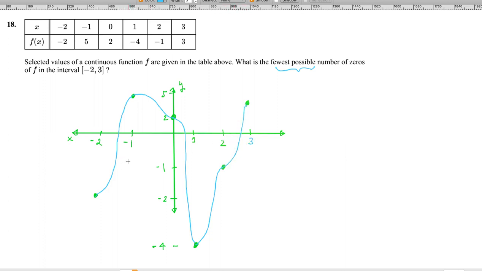So how many times was I forced to cross the x-axis by intermediate value theorem? 1, 2, 3 times. And that is the fewest possible number of zeros on this interval, being that you know f is continuous.